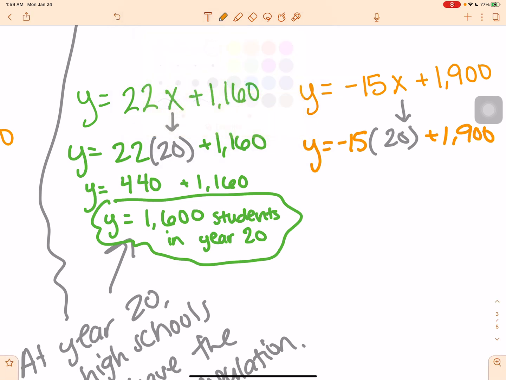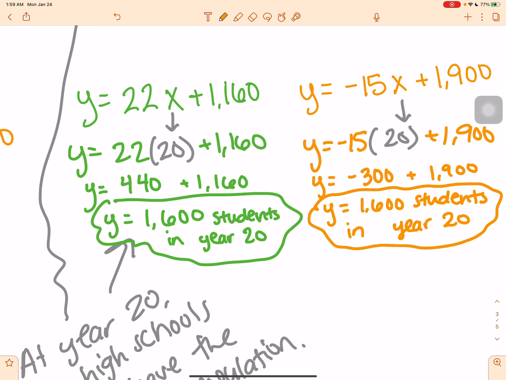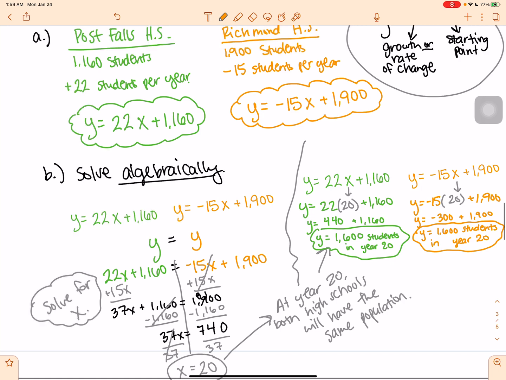Okay, so now let's see this one here. So y equals negative 15 times 20 would be negative 300 plus 1,900. That's the same as 1,900 minus 300, which is 1,600 students. Same thing as the other high school. So this shows you how many students will be in each of the high schools at year 20. That is using the equal values method.